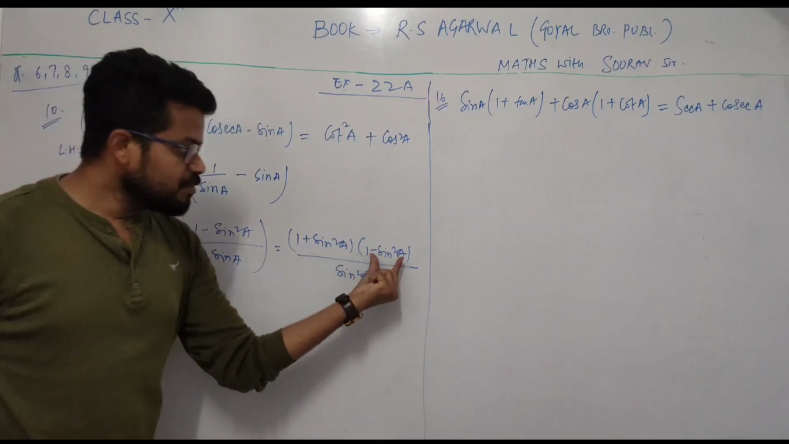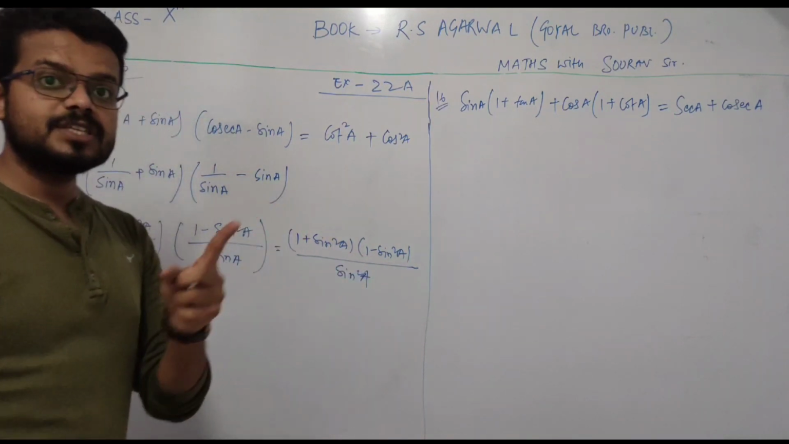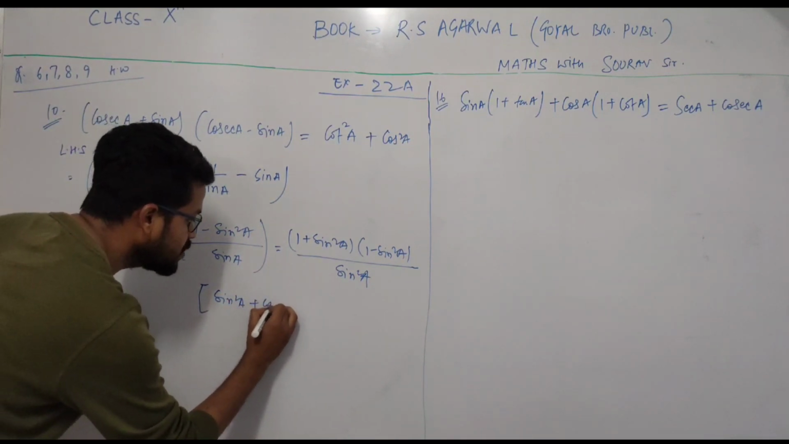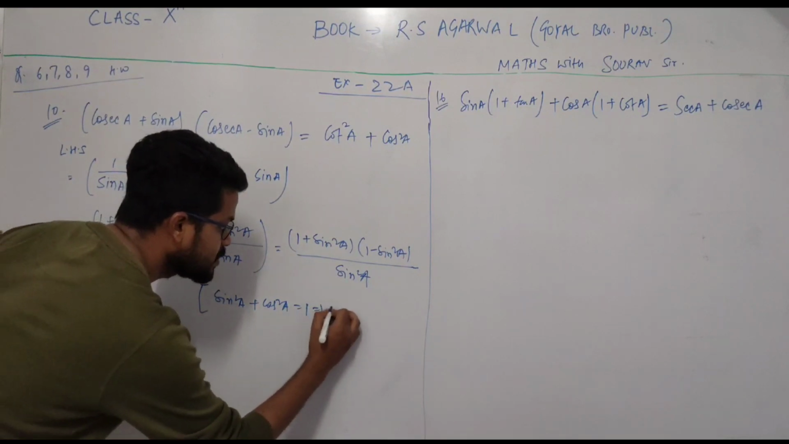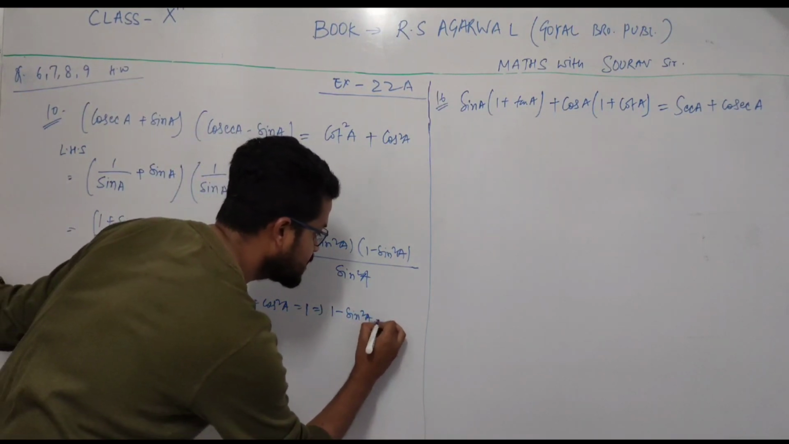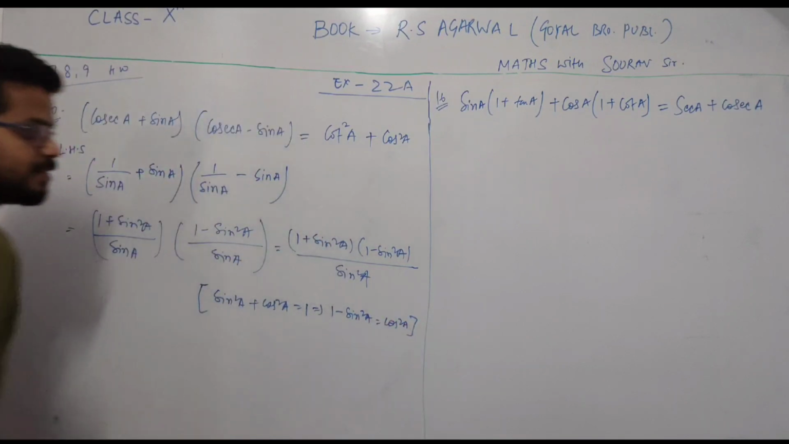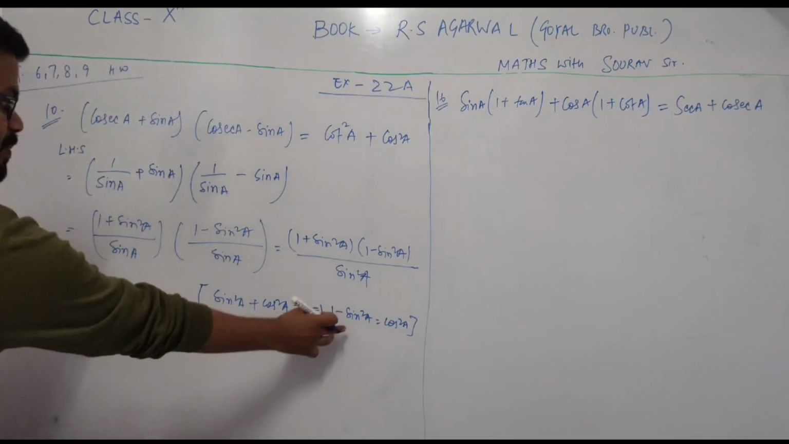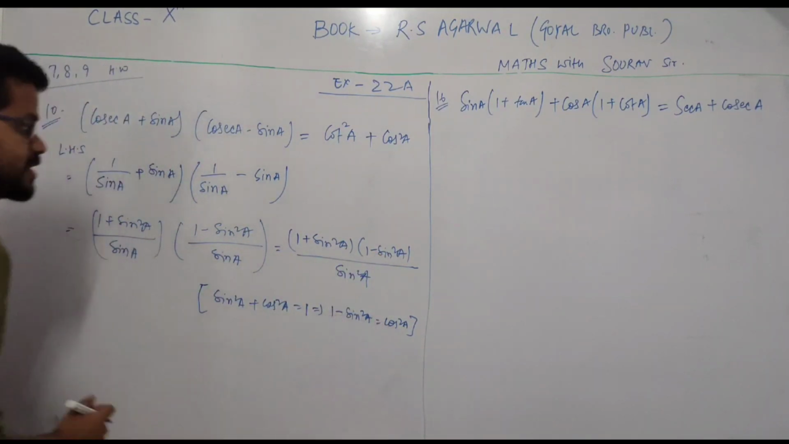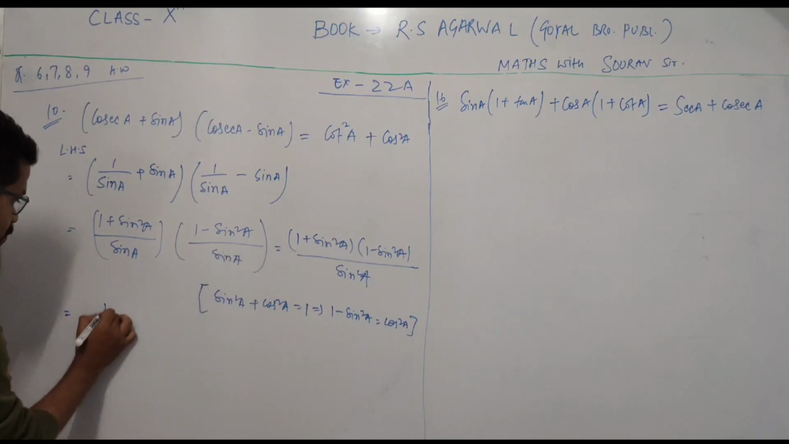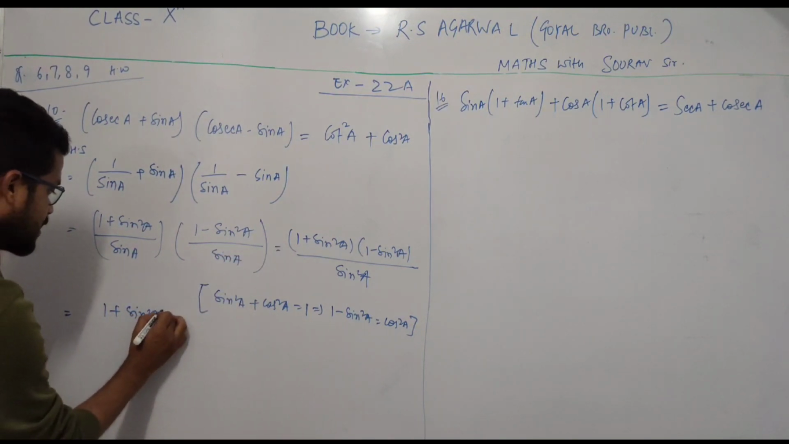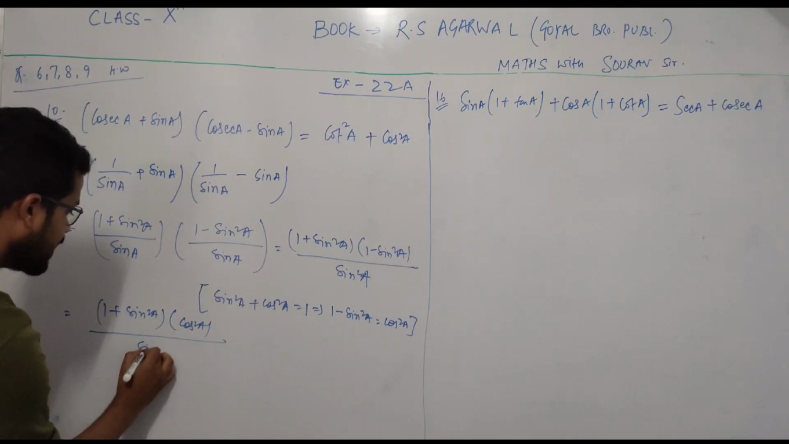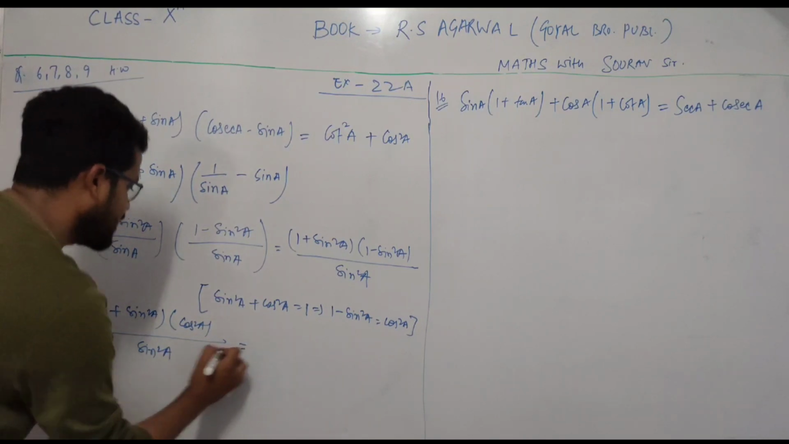So in place of 1 minus sin square a, can I write cos square a? Because sin square a plus cos square a is equal to 1. So 1 minus sin square a is equal to cos square a. We already did this in the square relations. So in place of 1 minus sin square a, I put cos square a. So here 1 plus sin square a into cos square a, and in the denominator there is sin square a.